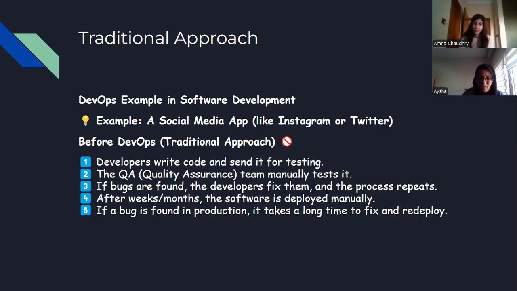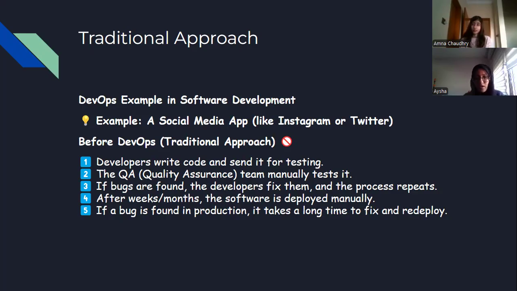The developers wrote the code and sent it for testing, and the quality assurance team tested it manually. If bugs were found, the developers fixed them and then the process repeated. If the test team again found any bug, the developer again fixed it. So it took a long time. In the past, it could take weeks or months.